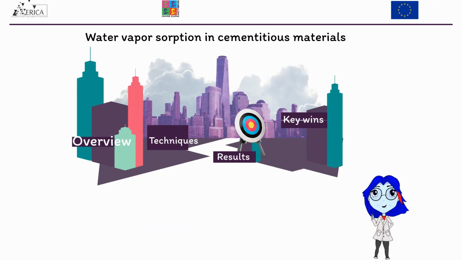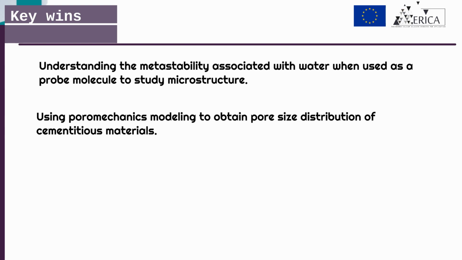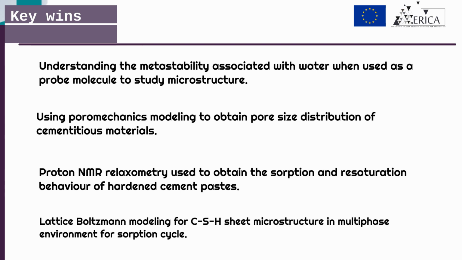Now let us go to the key wins of this project. So the first key win was the understanding of the metastability associated with water when it is used as a probe molecule to study the microstructure of cementitious materials. The second key win was to use the poromechanics modeling to obtain pore size distribution of cementitious materials. Further, we used NMR relaxometry to study and obtain the sorption and resaturation behavior of hardened cement paste. And finally, the Lattice Boltzmann modeling for CSH sheet microstructure in multiphase environment for sorption cycle was done.